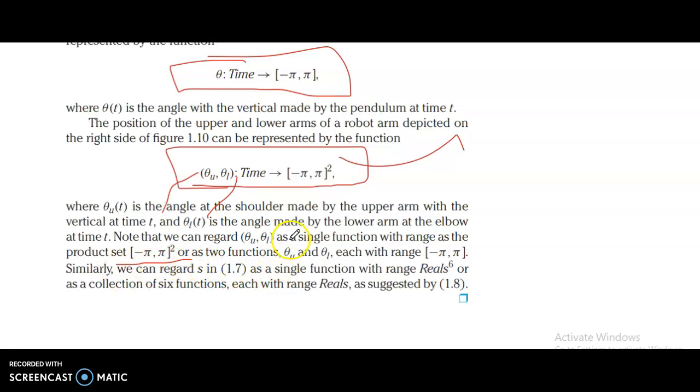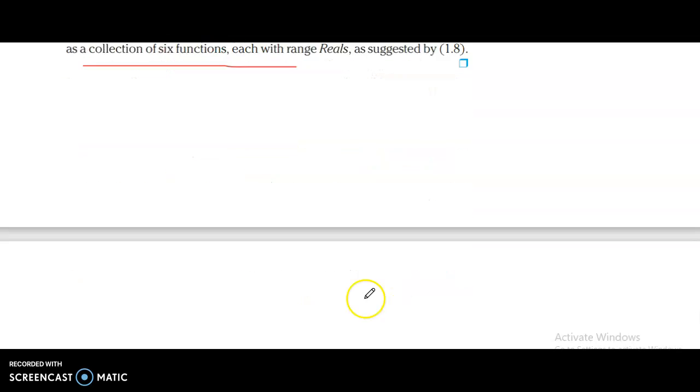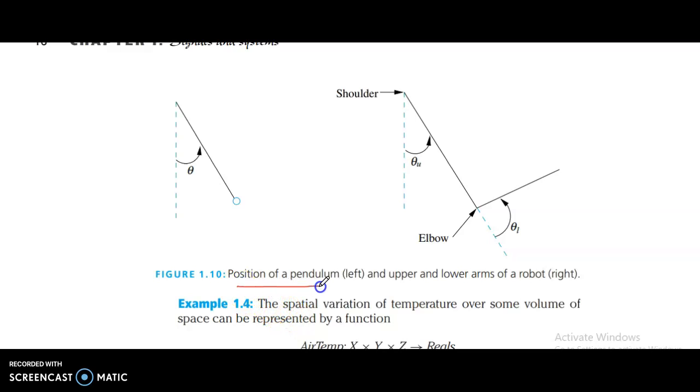Similarly, we can record s in 1.7 as a single function with reals, or as a collection of functions, as in 1.8. The position of the pendulum, the left upper and lower arms, and the right elbow.